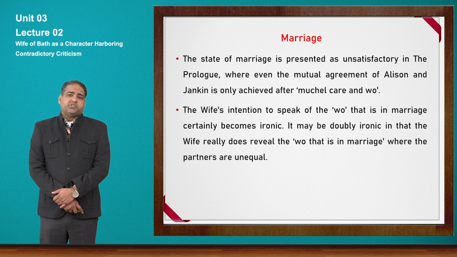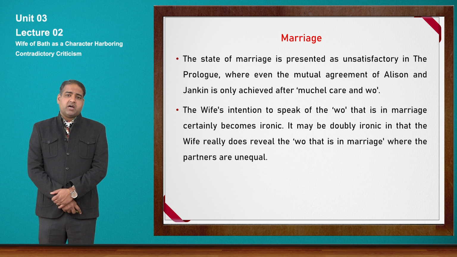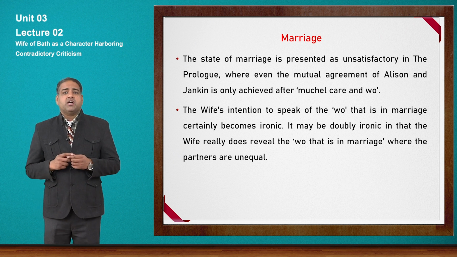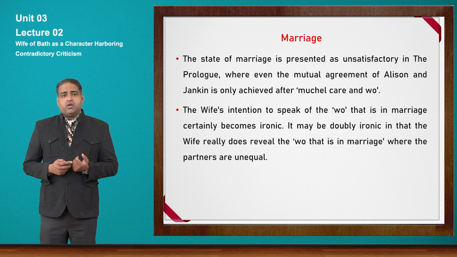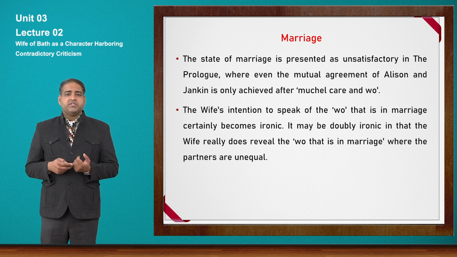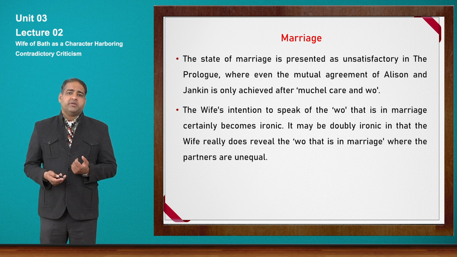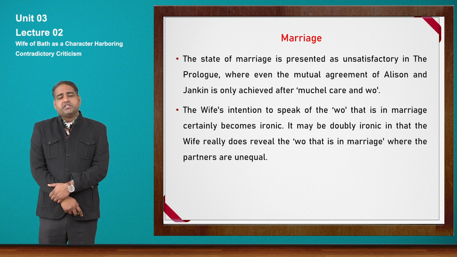The wife's intention to speak of the woe that is in marriage certainly becomes ironic. It may be doubly ironic in that the wife really does reveal the woe that is in marriage, where the partners are unequal. So the woe can be considered in contrast to mutual agreement, mutual care, mutual respect, but that is not visible in any of the relationships of the Wife of Bath, whether she was dominated in the marriage or she is dominating the husband. So there is a kind of unequal relationship visible in her marriages.